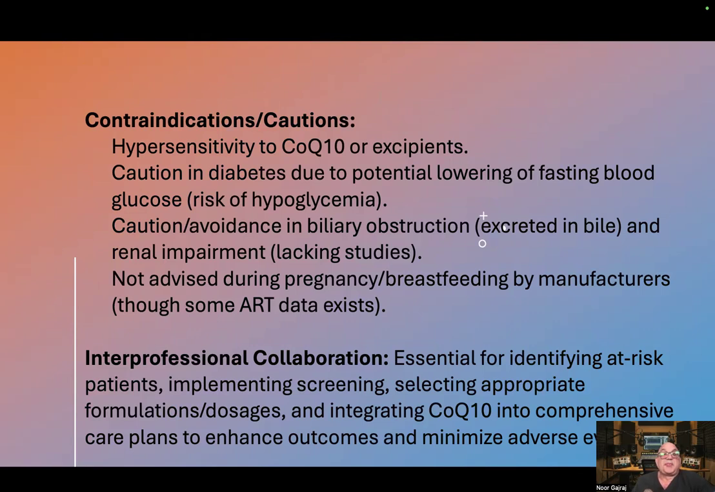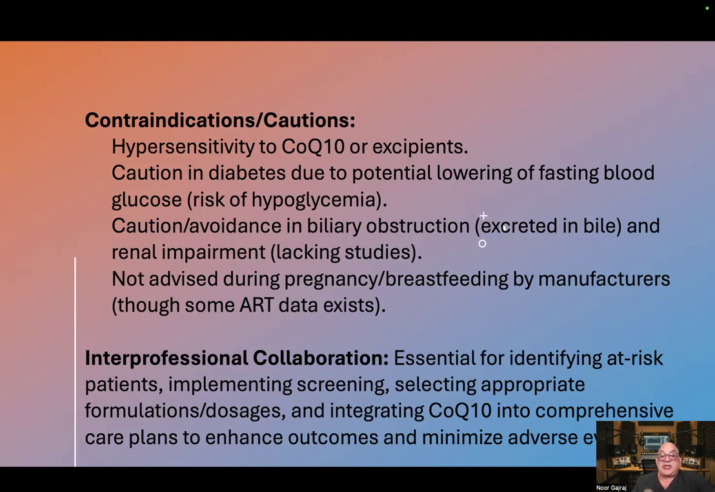Contraindications and cautions: hypersensitivity to CoQ10 or its constituents. Caution in diabetes due to its potential lowering of fasting blood glucose. Caution and avoidance in biliary obstruction and renal impairment. It's not advised during pregnancy or breastfeeding.